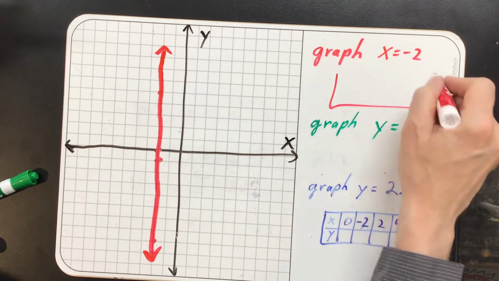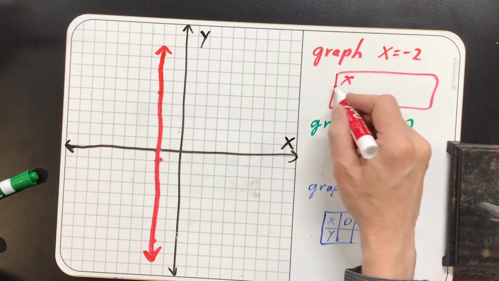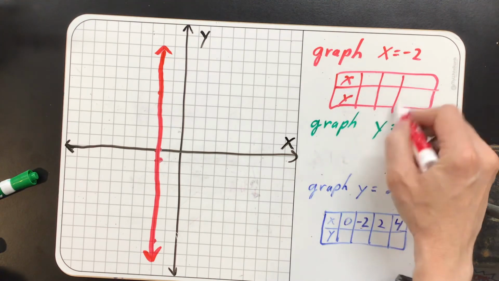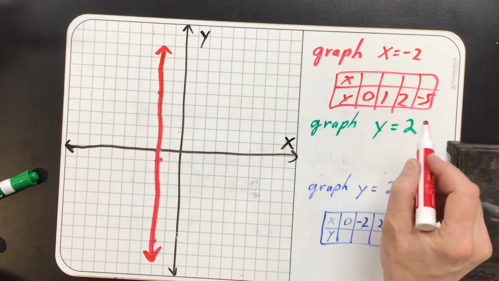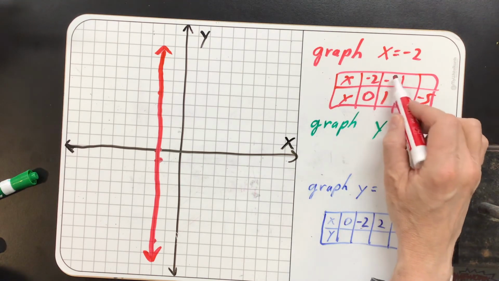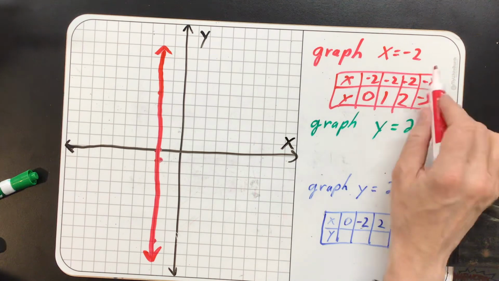You can do a table where you say x here, y here, and you have a bunch of values for y, like 0, 1, 2, negative 5. But x is always negative 2.